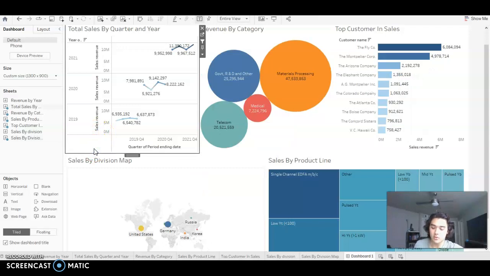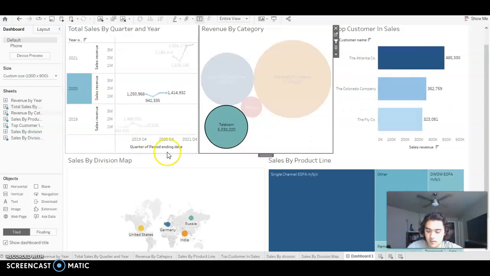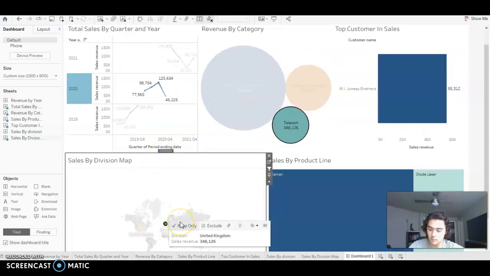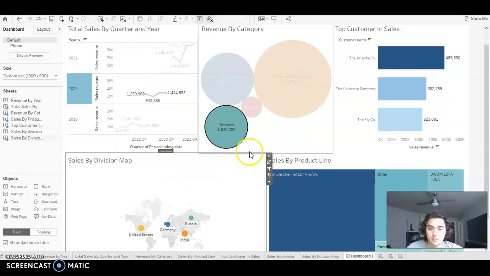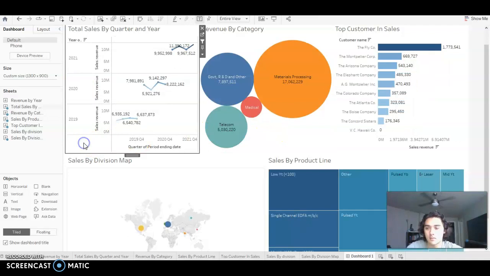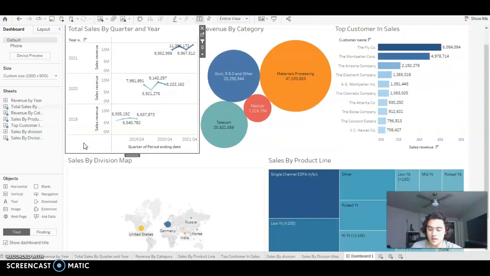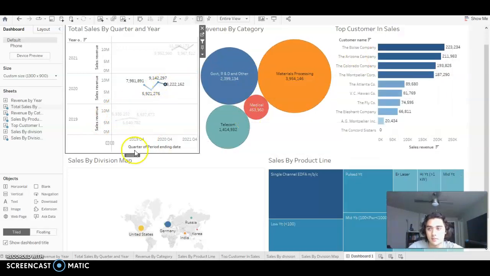And then in 2020, which quarter had the highest sales in the telecom category? So go to 2020. Telecom. And the UK division. It's going to be quarter 3 with 125,634. Then who is CAT Manufacturing's top customer in the fourth quarter of 2020? You can see here it's the Boise company.